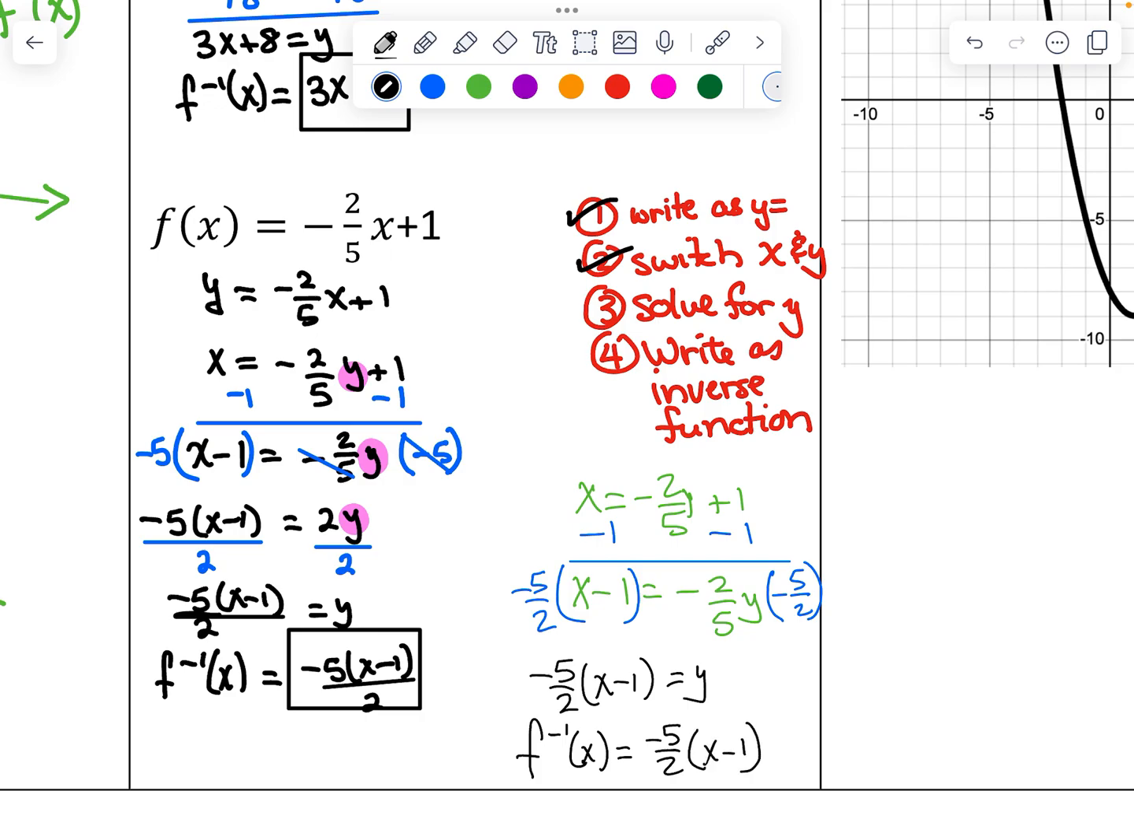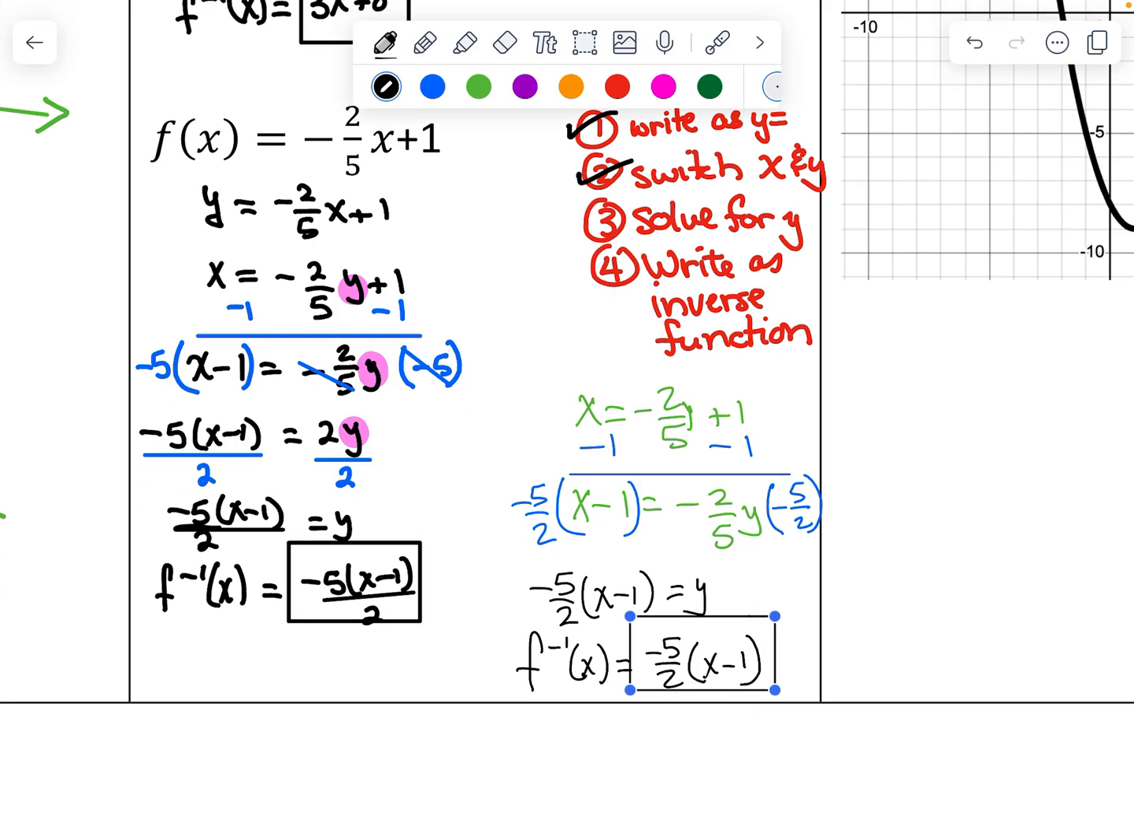Either way, you get the exact same thing. It doesn't matter. They are the same answer. You can put either one of them in Canvas, and it will be fine. It just kind of depends how your brain sees it.